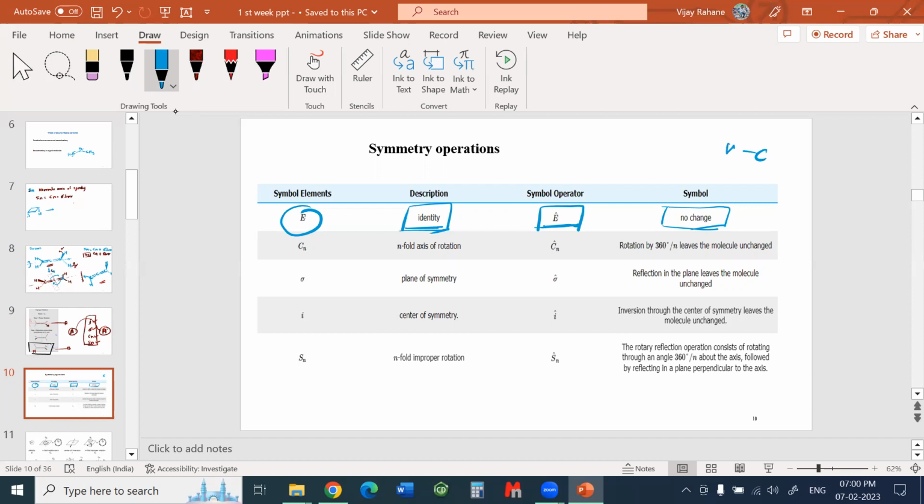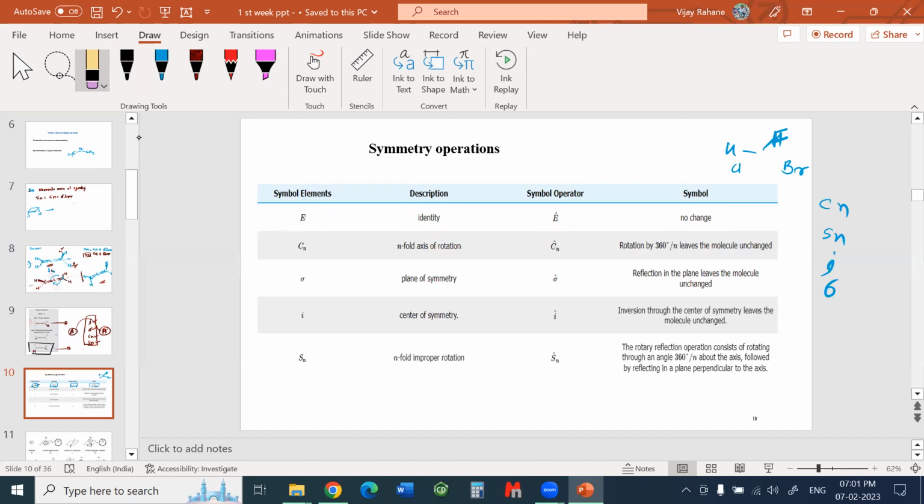Let's take an example of CH, sorry, let's take chlorine here, chlorine here, and bromine here. If we perform this operation, this molecule looks exactly the same. No need to do any operation, no need to take any Cn or Sn or i or sigma in this one. So after performing this E operation, the final one will be identical, remaining unchanged.